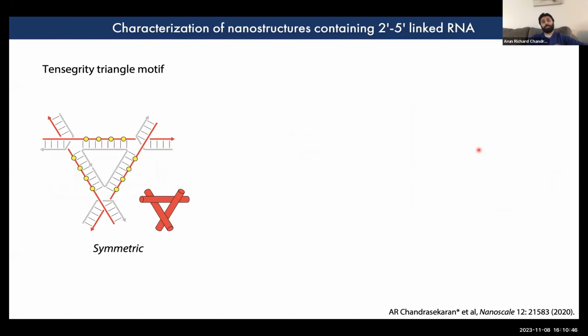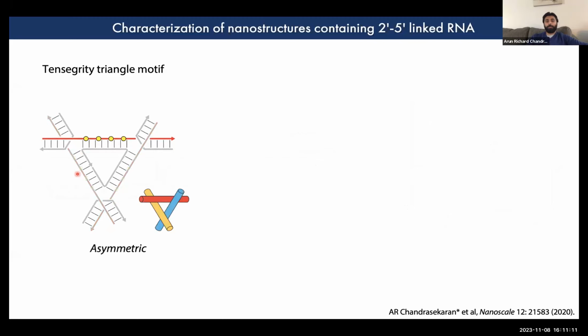And when we moved on to the tensegrity triangle motif, we first started with a structure that is symmetric. Each edge of the triangle contains the same sequence, which means if we incorporate one strand of RNA with a modification here, we are incorporating that in all 3 edges. And what we saw was that when we used this design, the assembly yield was affected, and we were not able to form the structures that well.